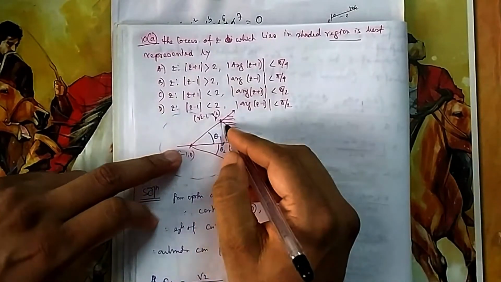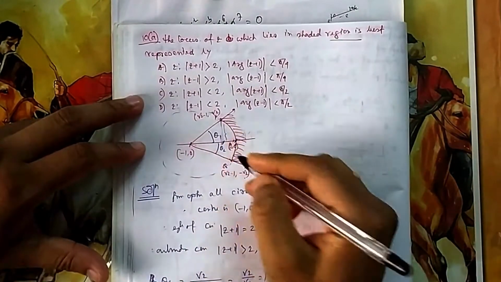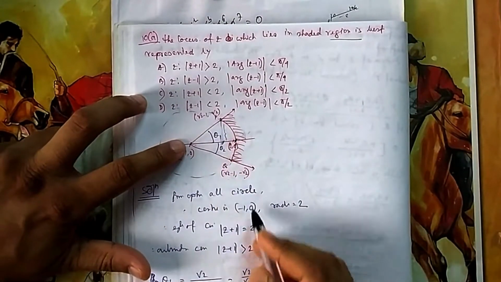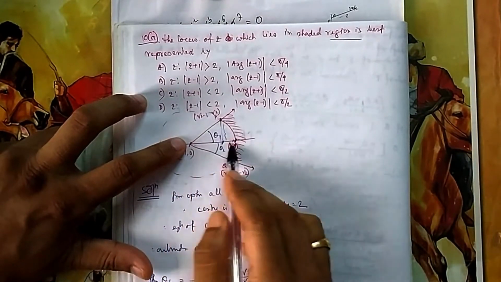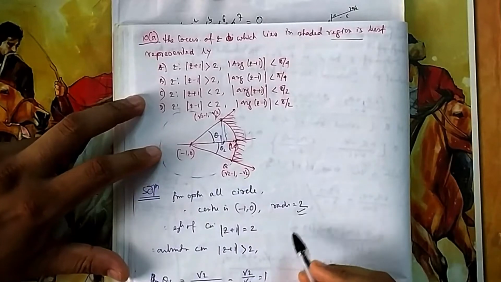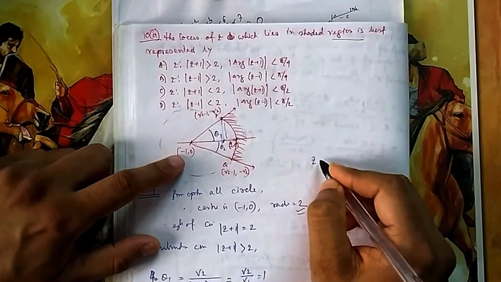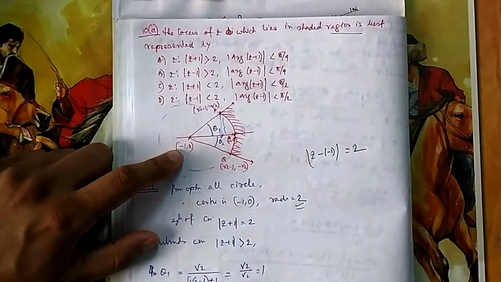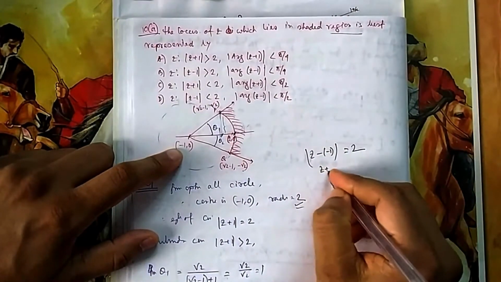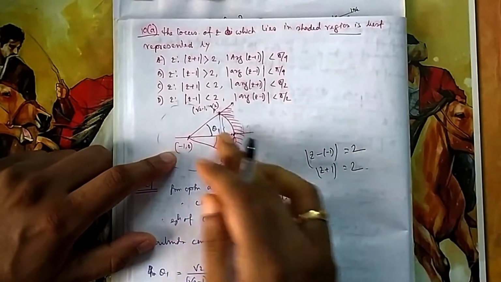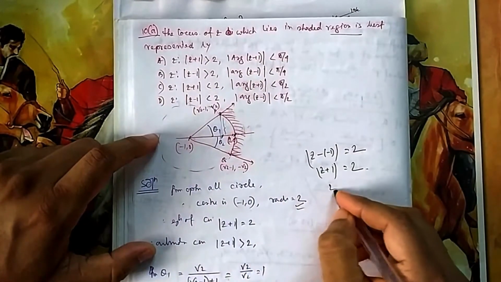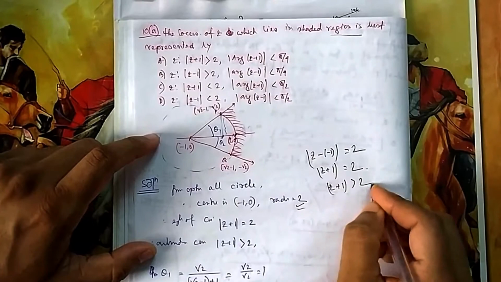So this is a circle, because they have already given an arc in the figure. Its center is minus 1, 0 and the radius you can find: this distance is equal to 2. So how does it represent? If you want to represent the entire circle, the distance from minus 1 is 2, so it is mod z plus 1 equal to 2. But you need the outside of that circle, so mod z plus 1 should be greater than 2.